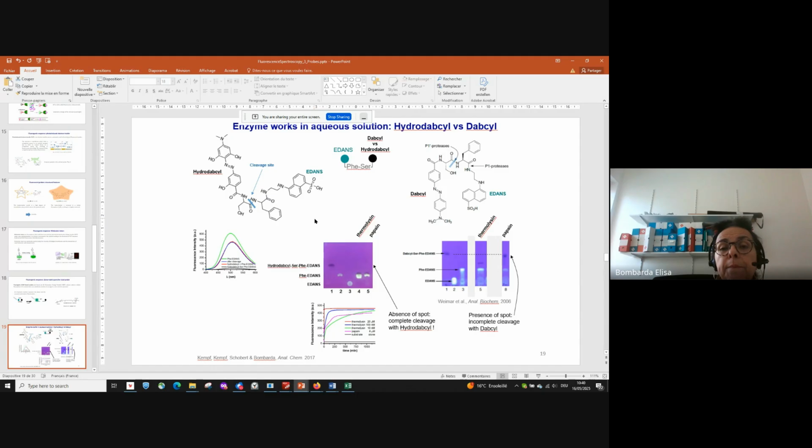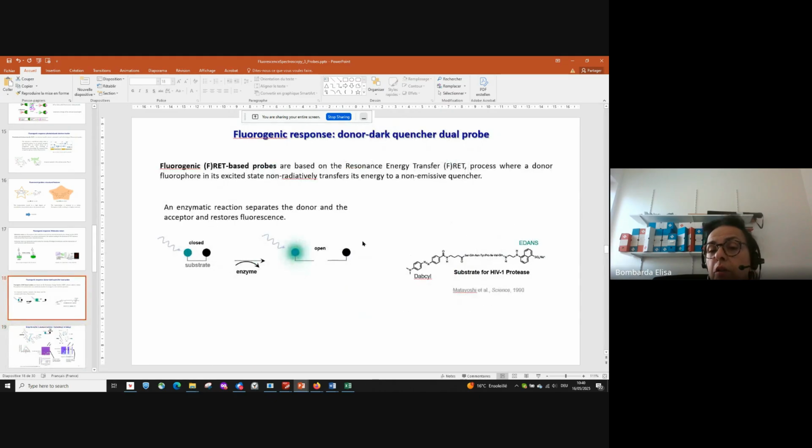So as you see, we wanted to design such a probe, and we were inspired by the literature, and we saw that the quencher part is dapsil, which is a very common quencher molecule. So we also used this as a quencher. And in our case, it didn't really work.